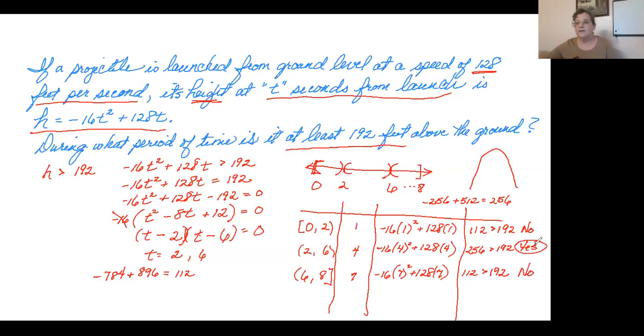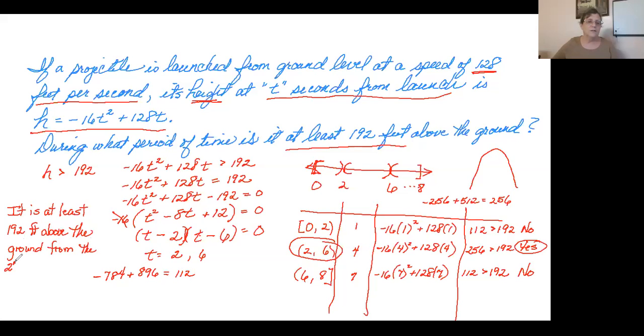So the interval that works is 2 to 6. So therefore, it is at least, which means more than, 192 feet above the ground from the second to the sixth second, or I could put from 2 is less than T is less than 6.